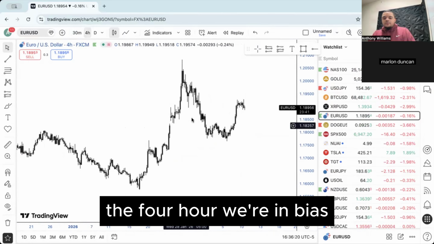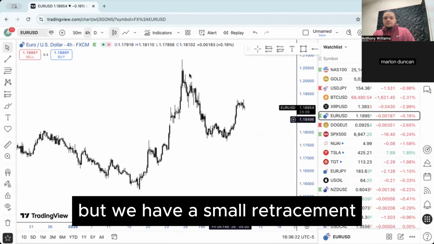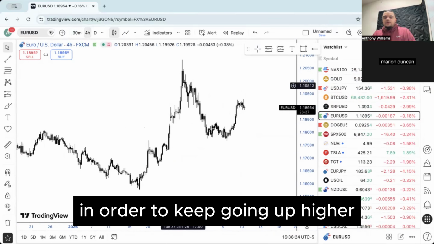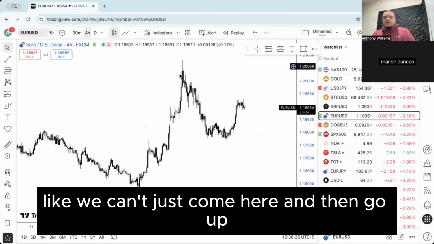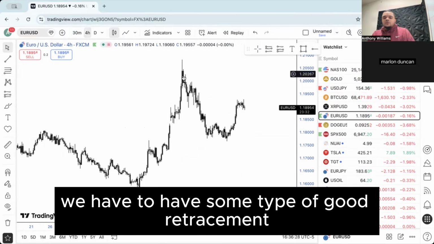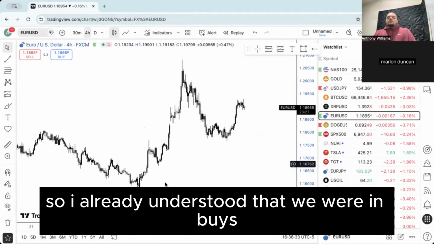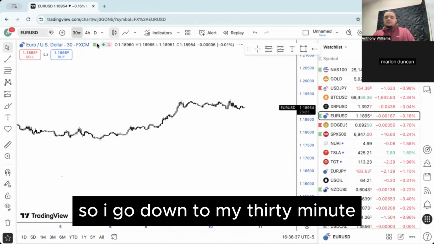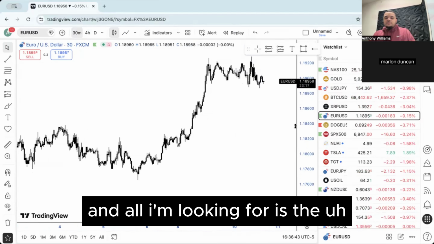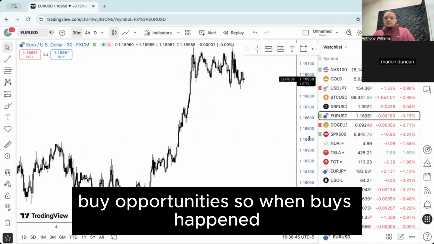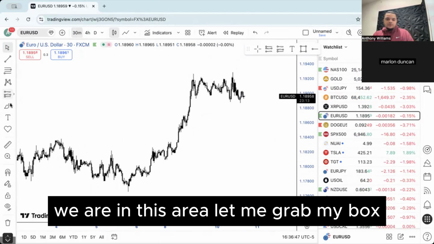On the four hour we're in buys, but we have a small retracement. We have to have a retracement in order to keep going higher. We can't just come here and then go up. We have to have some type of good retracement so we can shoot up high. So I already understood that we were in buys. So I go down to my 30 minute, and all I'm looking for is the buy opportunities. So when buys happened, we are in this area.